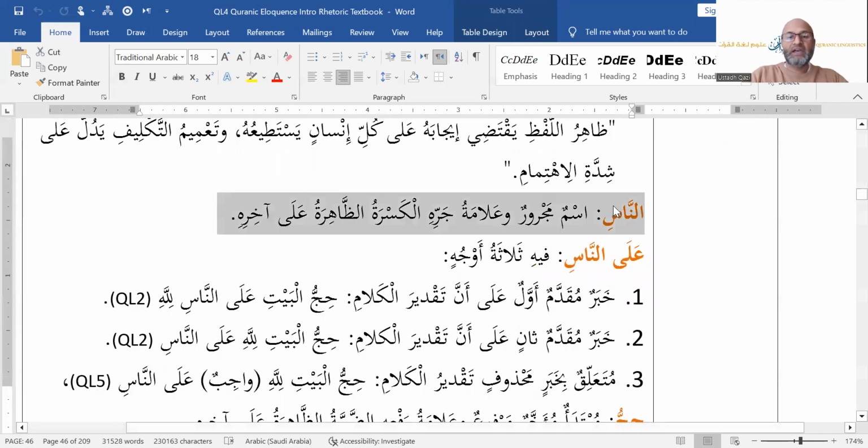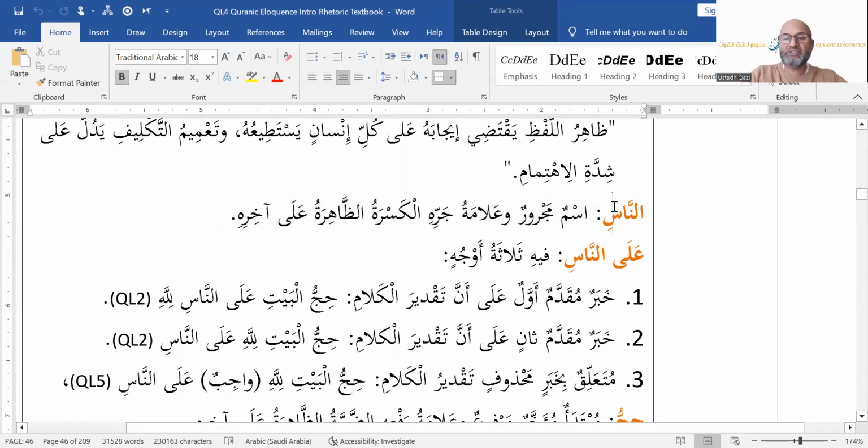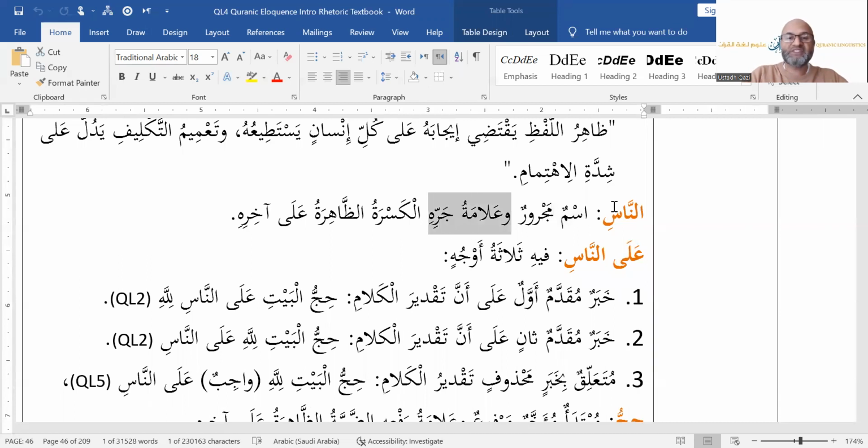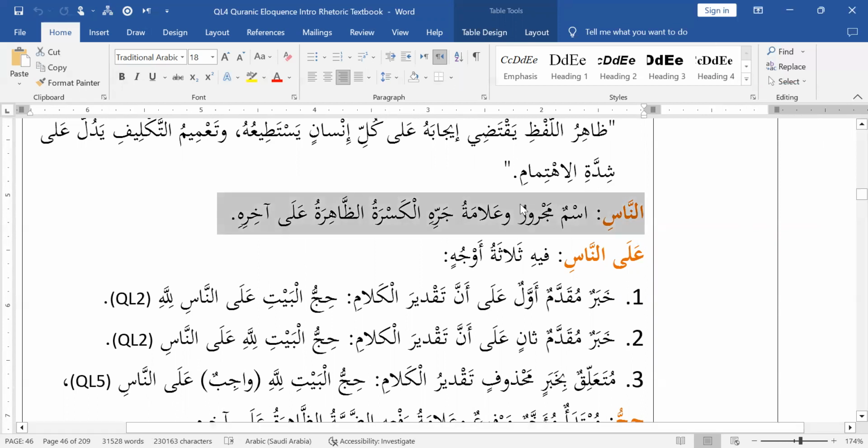So annas, ismun majroor. It's an ism majroor. Why? Because there's ala before it. Wa alamatu jarrihi. And what's the sign of its majroorness? Al kasra. The kasra that you see here is al-zahira, not muqaddara, not assumed or implied or implicit. Ala akhirihi. So this is a standard thing that they teach you in beginner level grammar courses. Ism majroor wa alamatu jarrihi al-kasra al-zahira ala akhirihi. Nothing fancy here. This is something you learned early on.